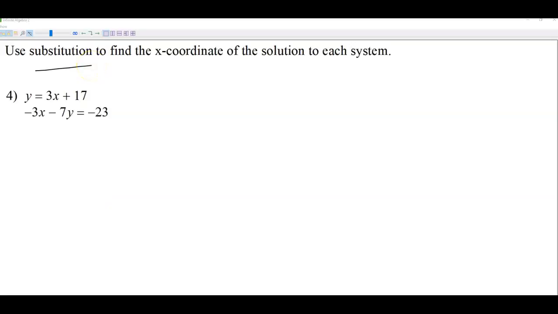Now in the substitution method, the first thing you do is you find the variable that is isolated, meaning all by itself. You're going to recognize what it equals. In this case, y is equal to 3x plus 17. And then that means we're going to replace the y in the other equation with 3x plus 17. Why are we allowed to do that? Because y equals 3x plus 17. So I can replace y with 3x plus 17 because they're equivalent values.